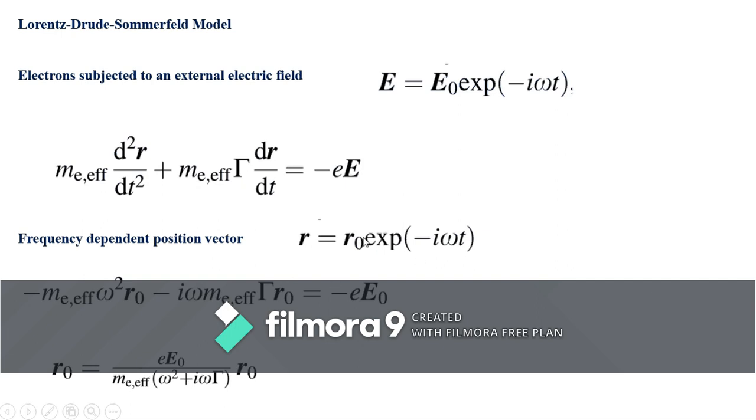Using this trial solution in this equation, we can readily arrive at this, which finally yields the value of R0 as this one. So R0 equal to e E0 by m into omega square plus i omega tau. There is a typographical mistake in the slide.